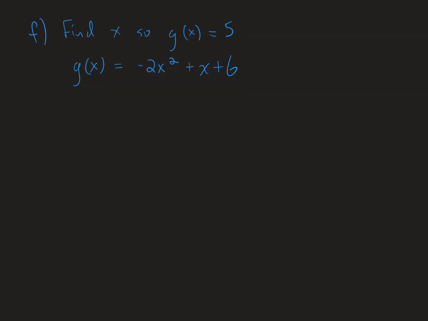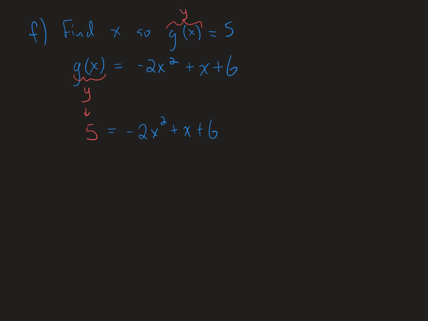For part F, we are supposed to find x, so we're trying to solve for x here. So g of x equals 5. Remember that function notation just takes the place of y, so if it helps, you can think of it like that. We're just replacing this y value with a 5, and then solving the resulting quadratic equation.